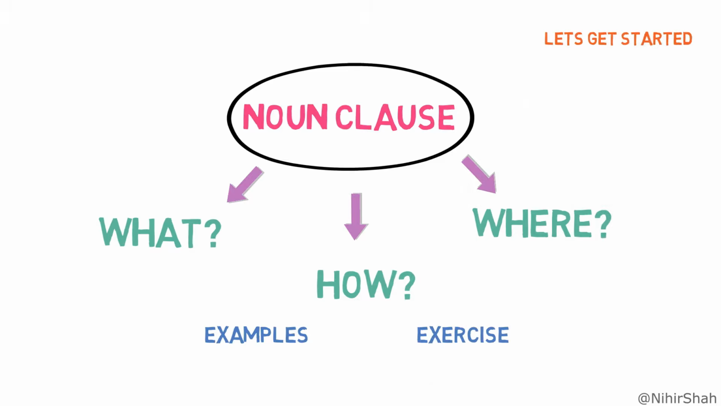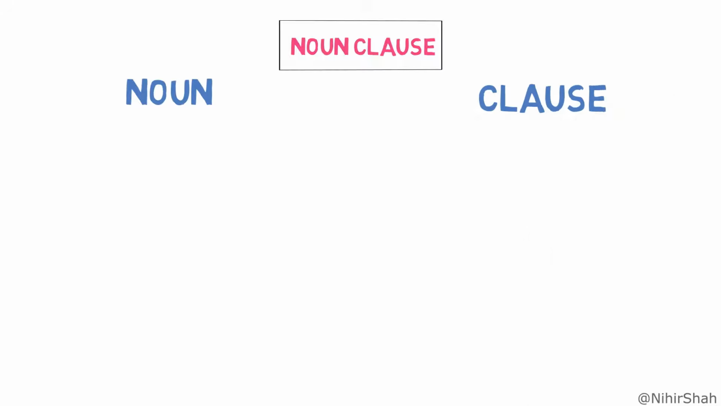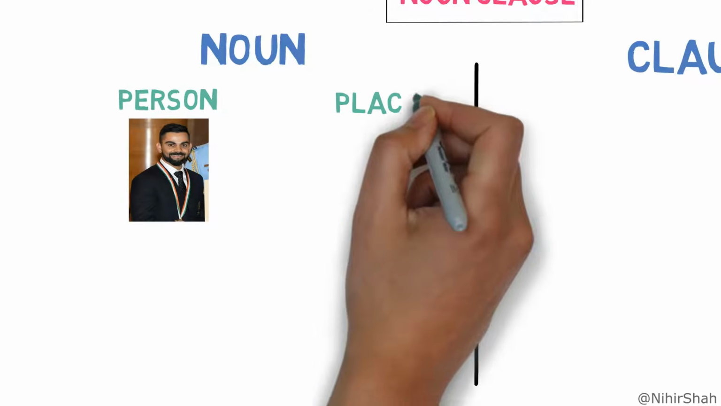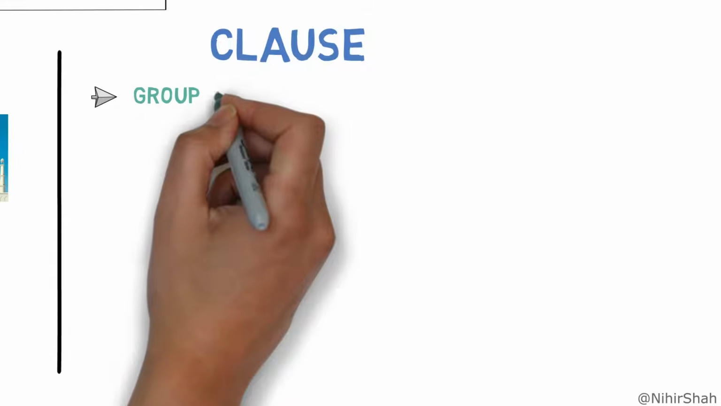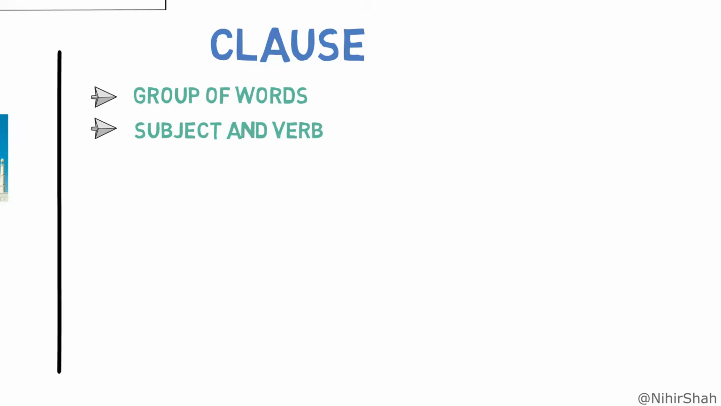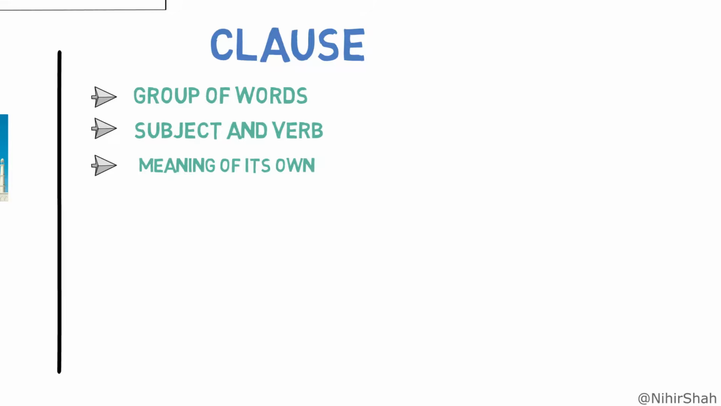So let's get started. What is a noun clause? A noun clause is made of two words, noun and clause. Now, what is a noun? The noun is the name of a person like Virat Kohli, a place like Taj Mahal, a thing like a book, or an idea like beauty. And what is a clause? A clause is a group of words that has a subject and verb agreement and has a meaning of its own. It is mainly divided into two types.